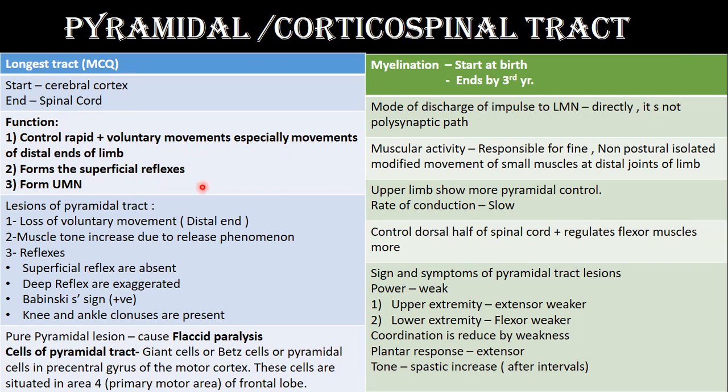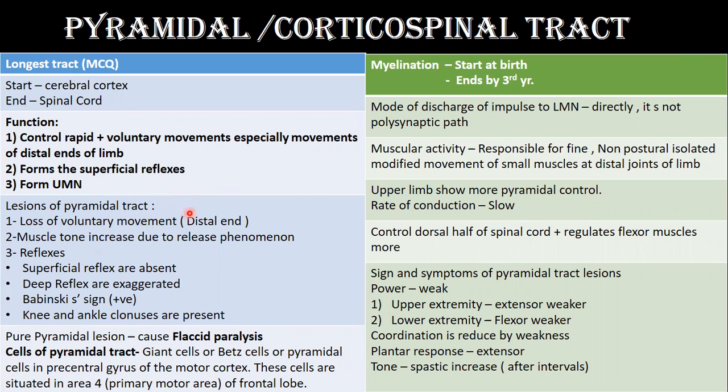We have already discussed what the reflexes are, what the superficial reflexes are, where we see one disorder that is known as Babinski's sign. So first go and see that lecture on reflexes, then only you will come to know about this. Then we see the lesion.